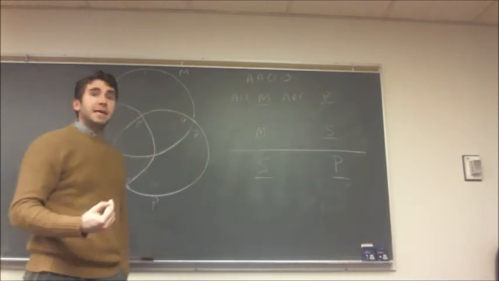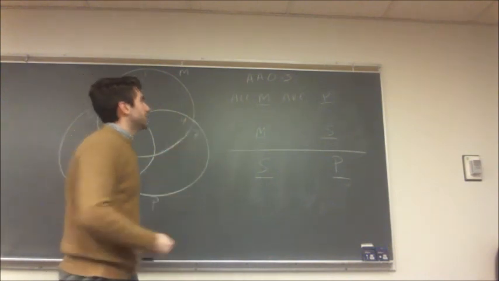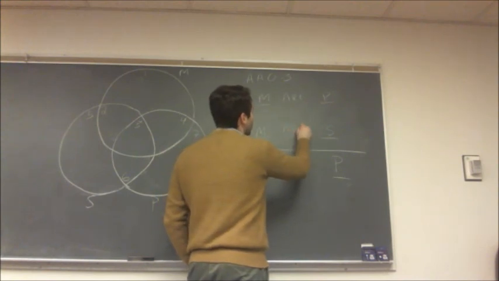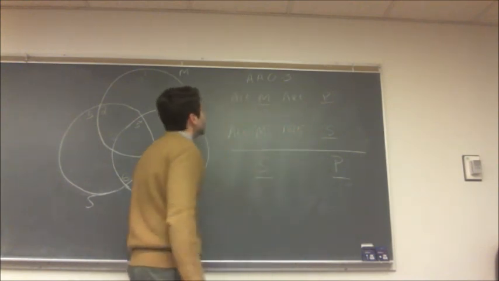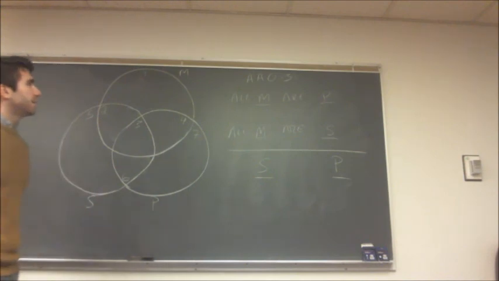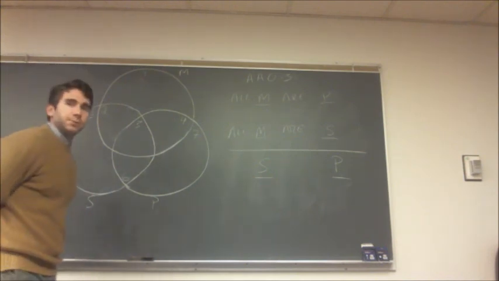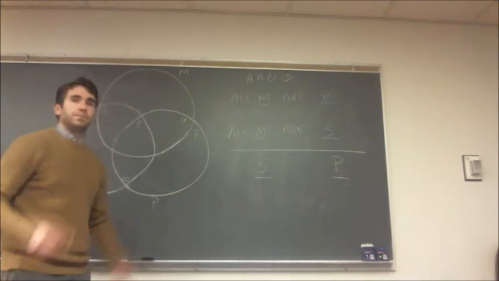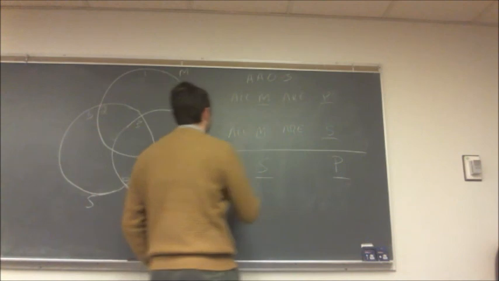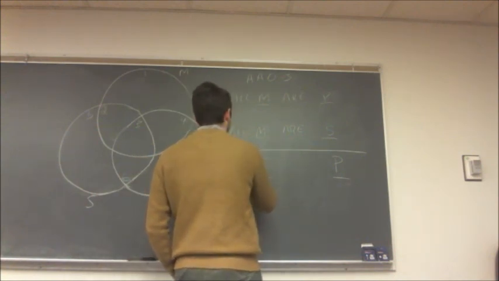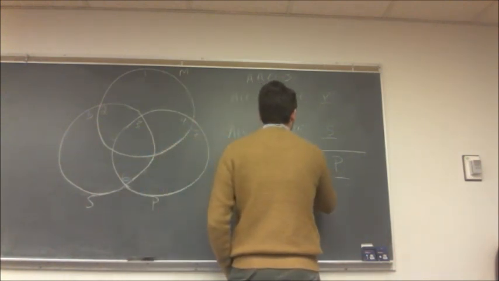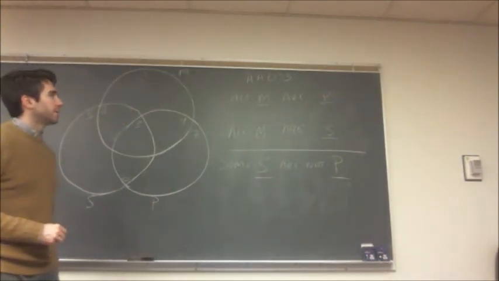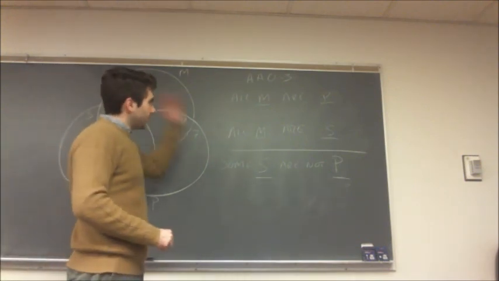Second premise, same idea. It's also of type A, so it's going to be the same thing. All blank, in this case M, are blank, in this case S. Okay, so first and second premise are done. That was quick. Now we can do the conclusion, and it's of type O. So what does that mean? Well, think to yourself while I write it up here. Right, it means this, some S are not P. Okay, so here's our syllogism.